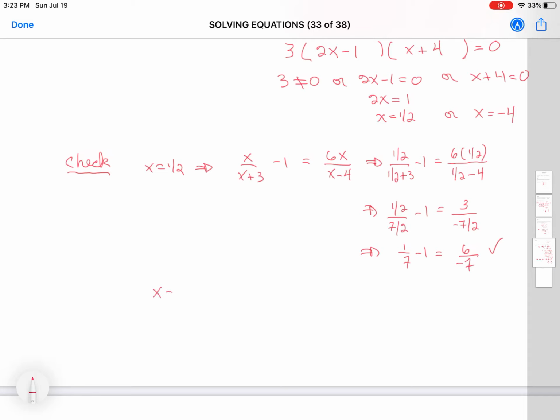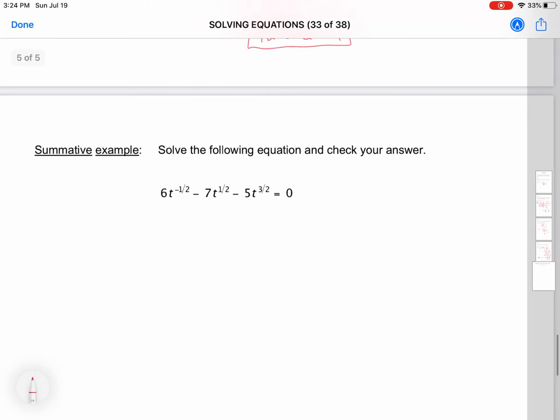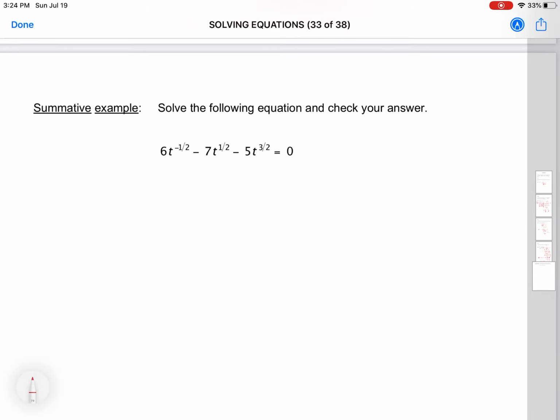Common denominator, that actually works out perfectly well. I am going to leave the checking of the other answer as an exercise. We're not going to do it here. And it actually turns out that it works pretty well, so that the solution set for the solving of this equation is 1/2 and minus 4, since both check out.